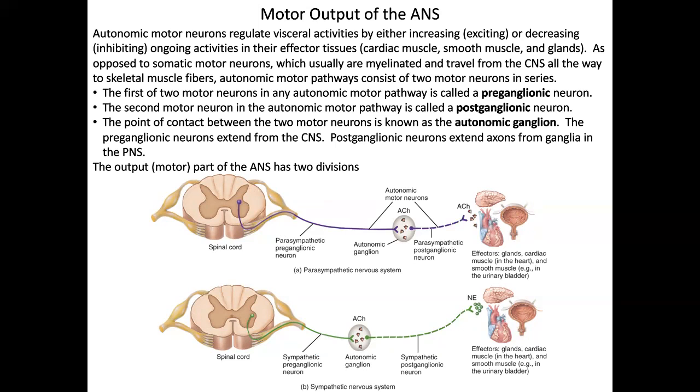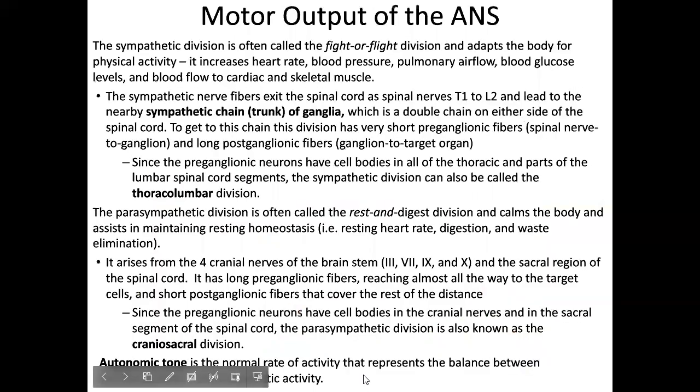Now, illustrated here are those two divisions of our autonomic nervous system that we'll talk about. Here at the top is the parasympathetic, down at the bottom is the sympathetic, which we'll talk about significantly starting now.